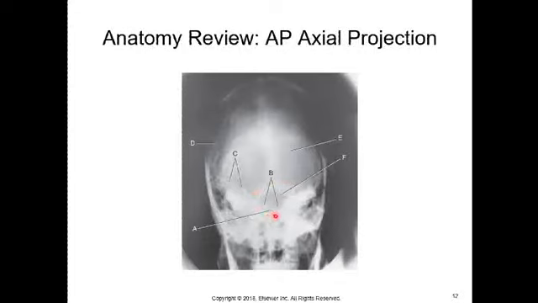So what's important with your AP axial Towne is to remember that you should be able to see the dorsum sellae of the sphenoid in the foramen magnum without superimposition. If it's superimposed at all, then you know that there's some kind of problem with your positioning or with your degree of angulation of your central ray.